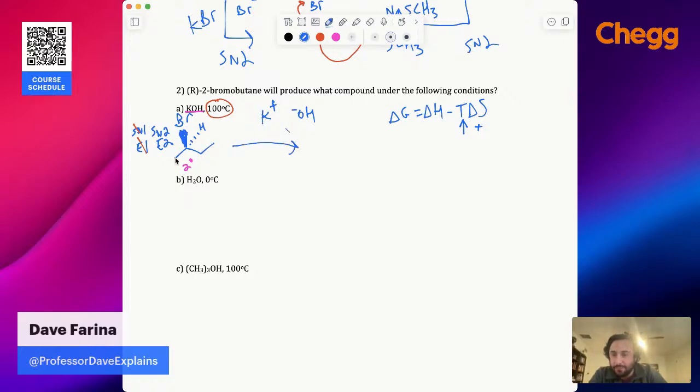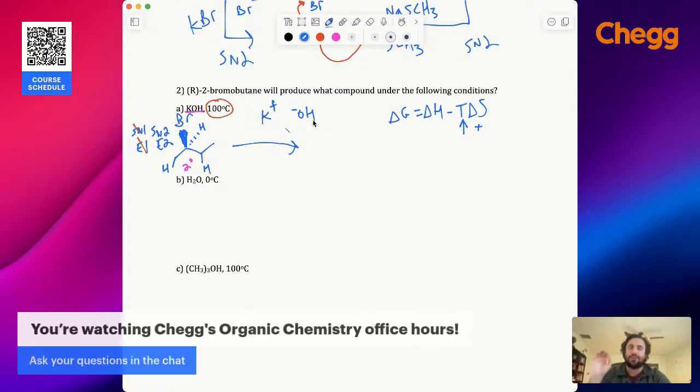Now, here's the thing. Which proton is it going to get? Because we need an alpha proton, and we have 3 alpha protons here on the methyl, and we have 2 alpha protons here on this internal carbon, on the secondary carbon. Now, that's where the sterics on the base matter. That's actually the 5th thing: we want to look at the sterics of the base. And here we have a very sterically unhindered base. Hydroxide is tiny. So the activation energy associated with it approaching any proton on the molecule will be roughly similar. It's not going to have a very high activation energy for approaching the secondary proton over the primary.